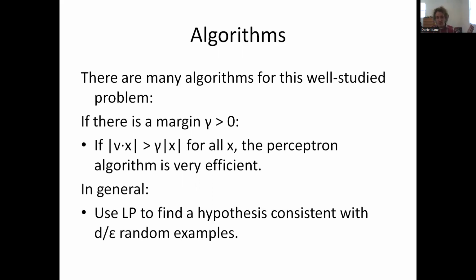More generally, you can use linear programming to find a hypothesis that's consistent with d over epsilon many random examples. And then you can show a generalization result that says that with high probability, this hypothesis is correct on roughly a 1 minus epsilon fraction of future examples.